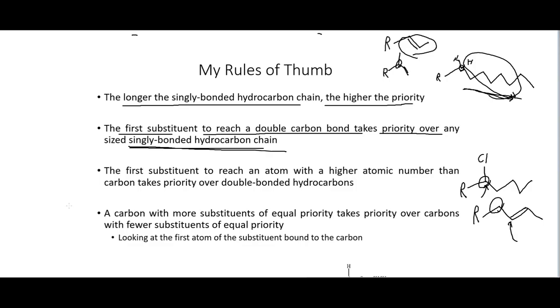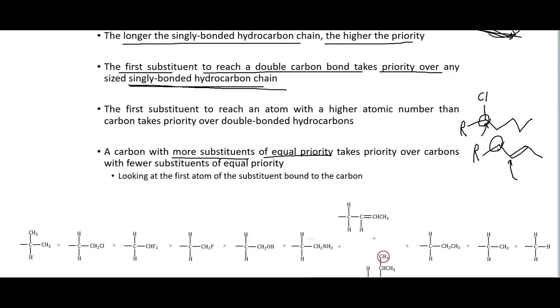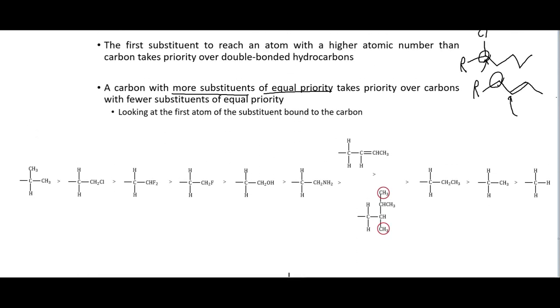Then the next one is a carbon with more substituents of equal priority takes priority over carbons with fewer substituents of equal priority. So looking at the first atom of the substituent bound to the carbon, this here is demonstrating that. I'll start over here at the lowest priority. This is just a carbon bound to hydrogens, which is lower priority than this carbon, which is bound to two hydrogens and another carbon, which is lower priority than this carbon, which is bound to this carbon, which is bound to another carbon. Then we get to this, where we have this double bond here, which is even higher priority.